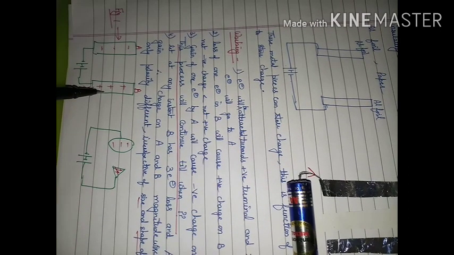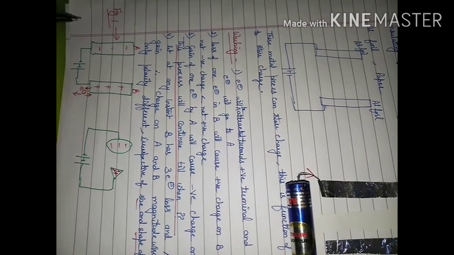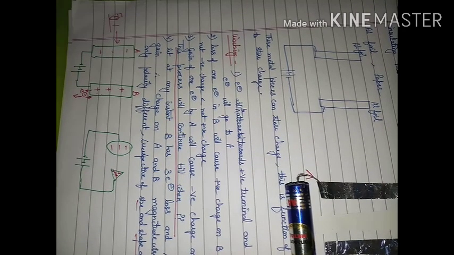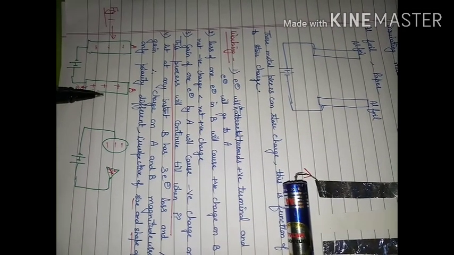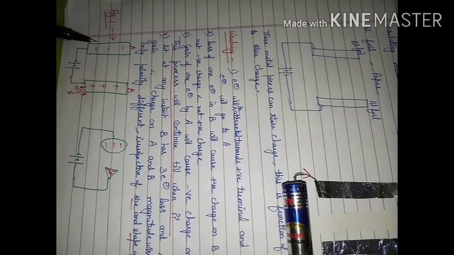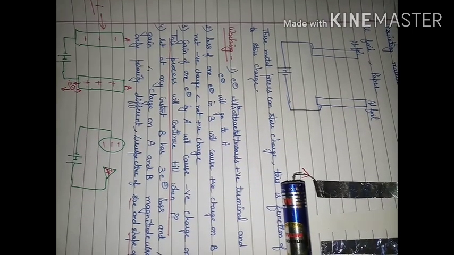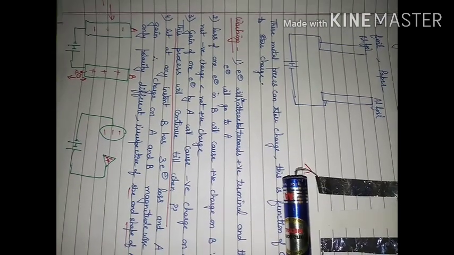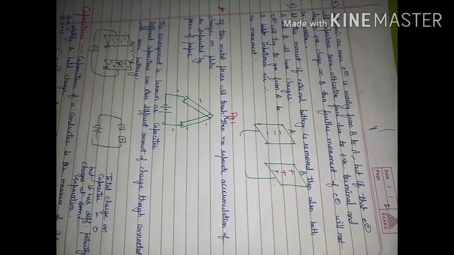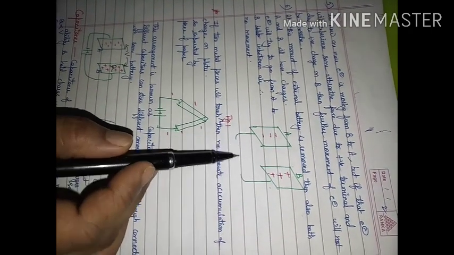Charge on B will be equal in magnitude to charge present on A, but further addition of charge on B or on A is not there. If you remove the battery, then also the charge on B and A will remain the same, because in the absence of the battery, there will be an air gap.